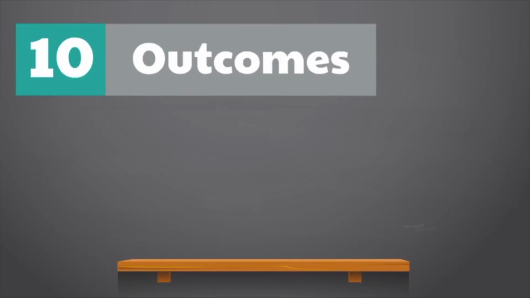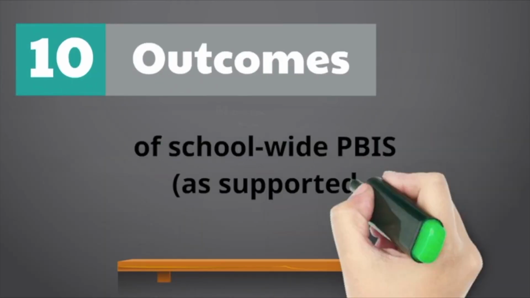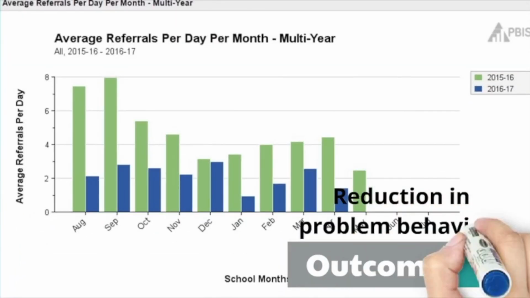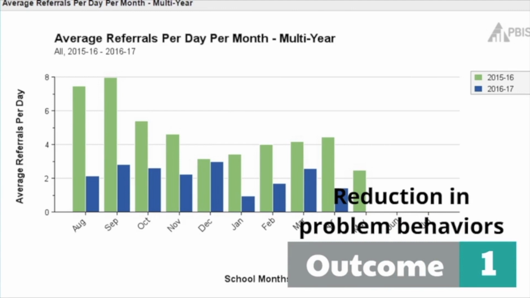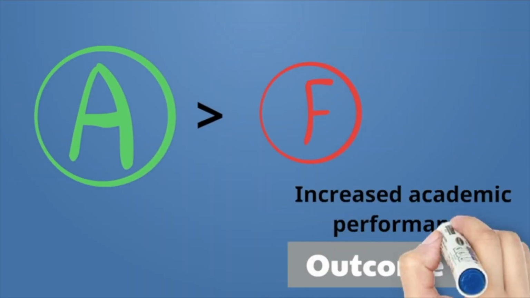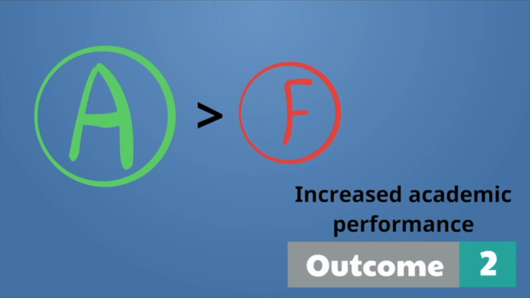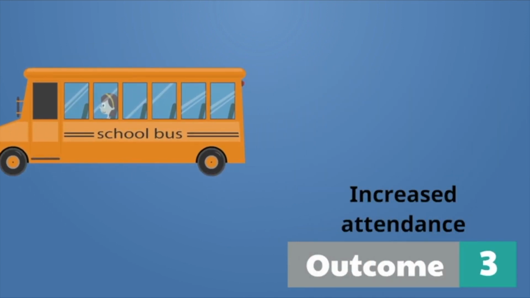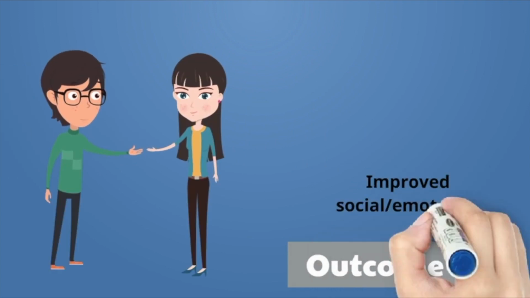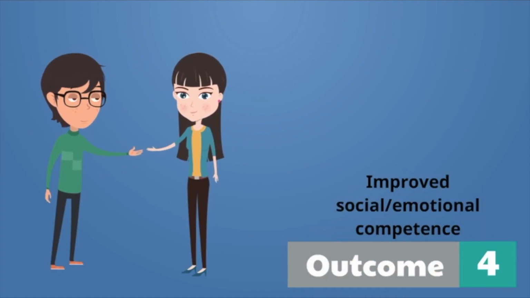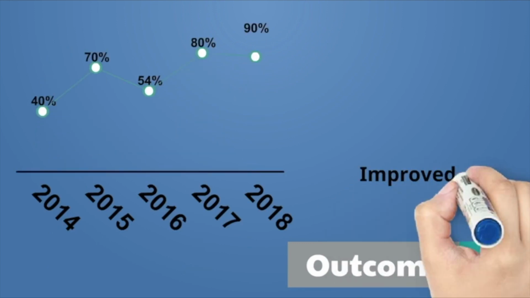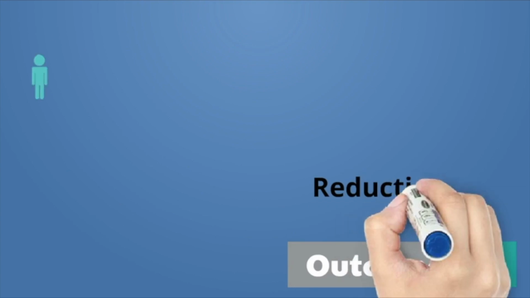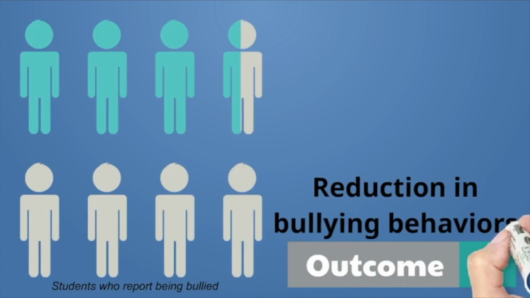Here are 10 research-based outcomes we see when schools implement school-wide PBIS. The first is a reduction in problem behavior. The second is an increased academic performance for all students. The third is increased attendance. The fourth is improved social-emotional competence among all students. The fifth is an improved perception of safety. The sixth is a reduction in bullying behaviors.